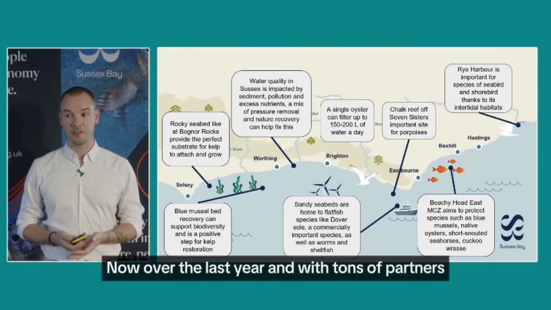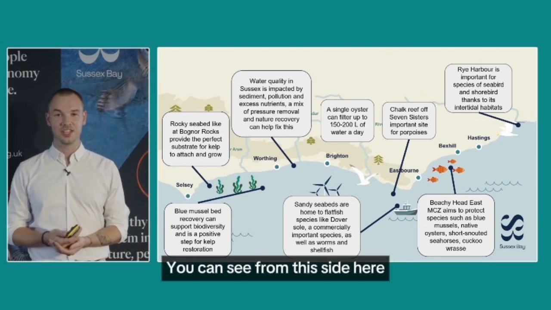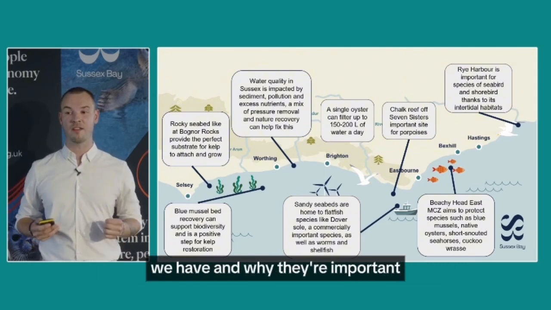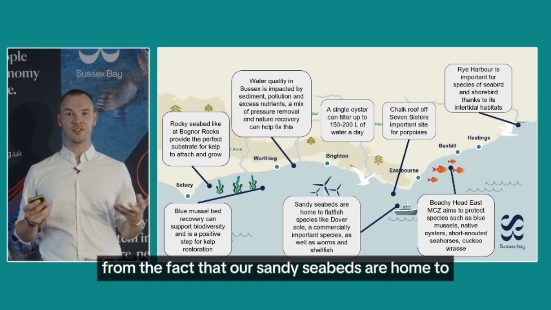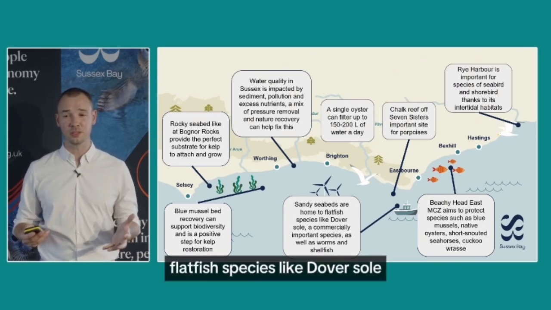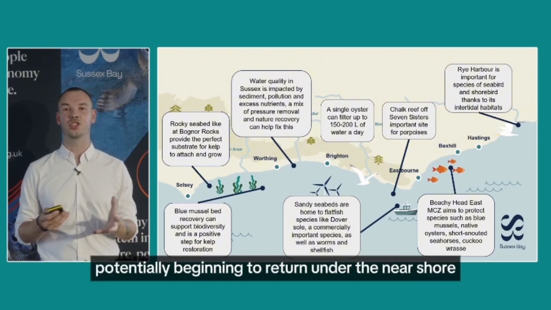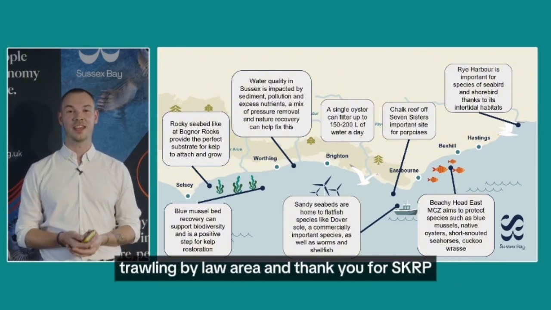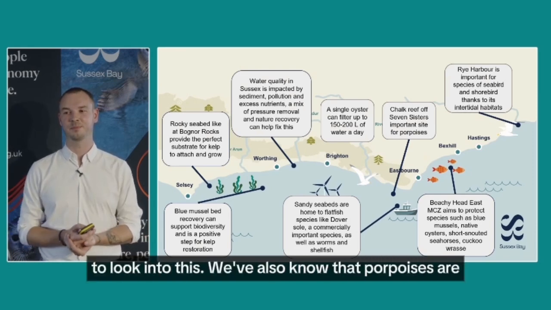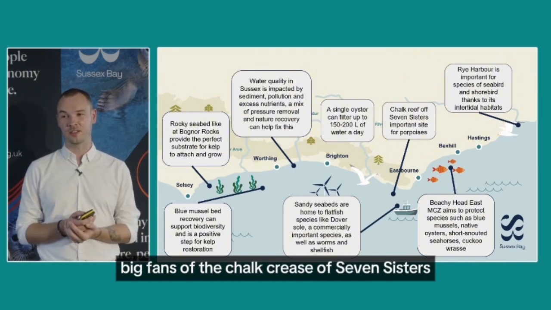Now, over the last year and with tons of partners, we've been looking at the important areas of Sussex Bay. You can see from this slide here some of the important assets that we understand we have and why they're important. From the fact that our sandy seabeds are home to flatfish species like Dover sole, to the fact that blue mussels are potentially beginning to return under the nearshore trawling bylaw area. And thank you to SKRP for some of the amazing information that you've provided us to look into this. We also know that porpoises are big fans of the chalk reef of Seven Sisters.